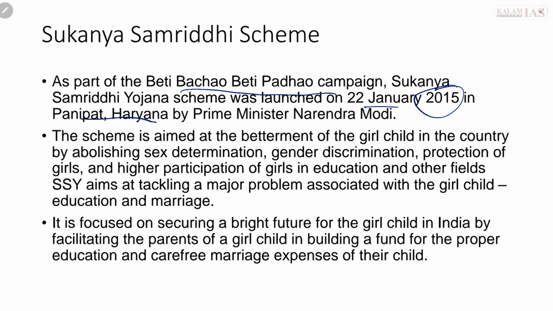Okay. The scheme is aimed at betterment of the girl child in the country by abolishing sex determination, gender discrimination, protection of girls, and higher participation of girls should be ensured in education and other fields. The Sukanya Samriddhi Yojana aims at tackling a major problem associated with the girl child, which is education and marriage expenses. So, it is focused on securing a bright future for the girl child in India by facilitating the parents of a girl child in building a fund for the proper education and carefree marriage expenses of their child.